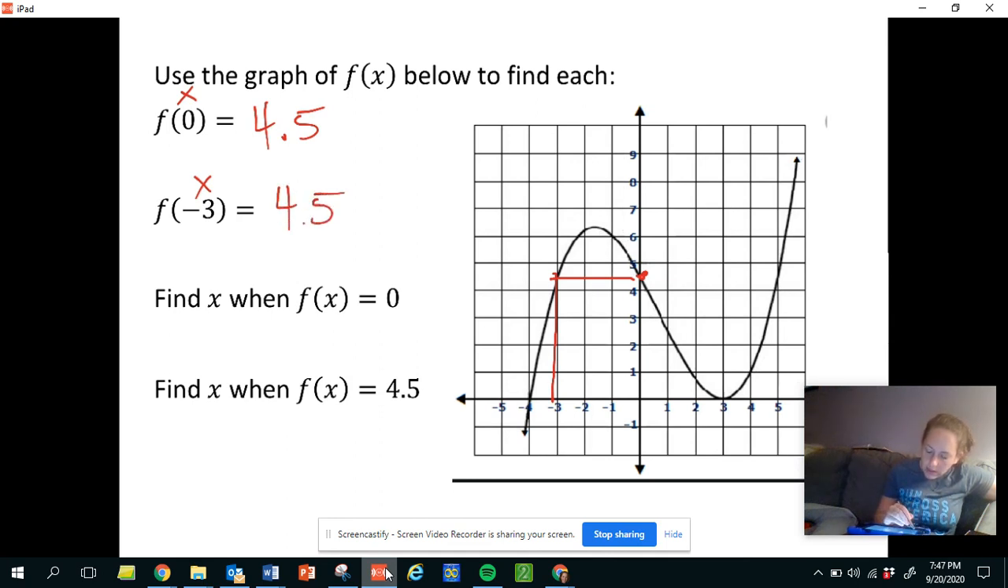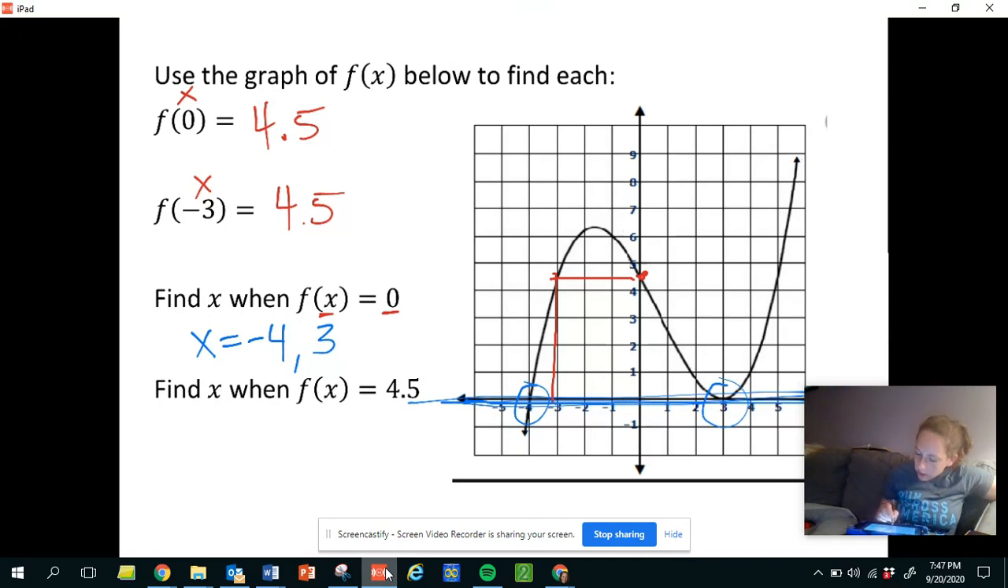Now, when they say find x, here they didn't give me x, they gave me y. All right, so I go where y is 0, which is technically the x-axis, and every single time that the graph touches, I have to recognize that. So there's more than one answer. So here, the answer is both -4 and 3.